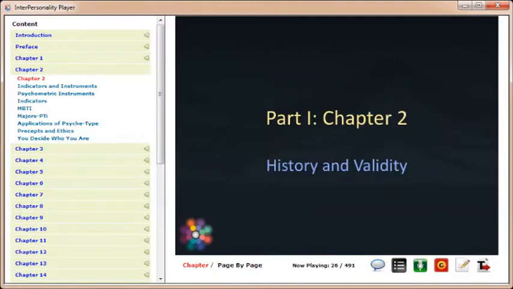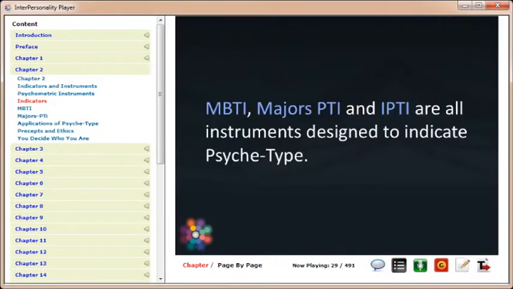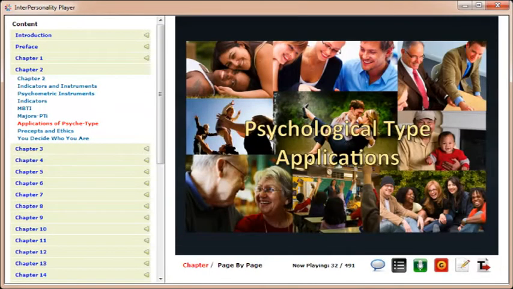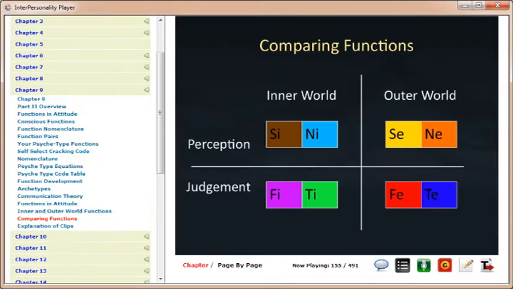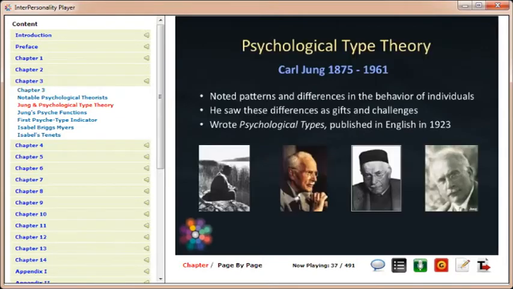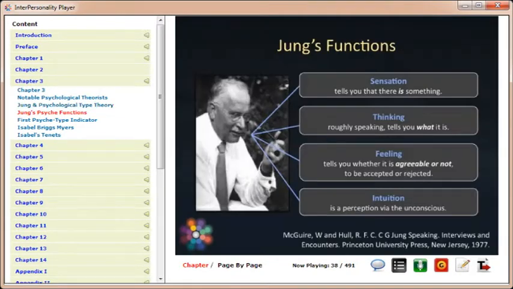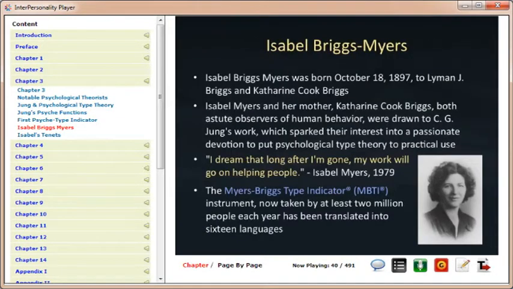In Chapter 2, you'll learn about the popular Psyche-Type indicators, applications of Psyche-Type, and how to use indicators more effectively by better understanding the underlying theory. Chapter 3 looks at the history of Psyche-Type theory, where it came from, and notable contributors to its development. This includes Carl Jung, Catherine Briggs, Isabel Briggs-Myers, and David Kiersey.